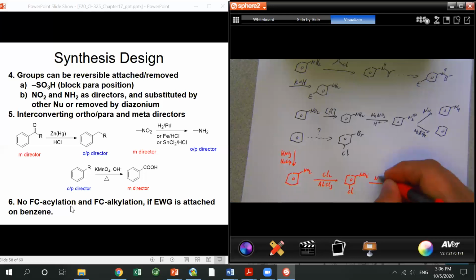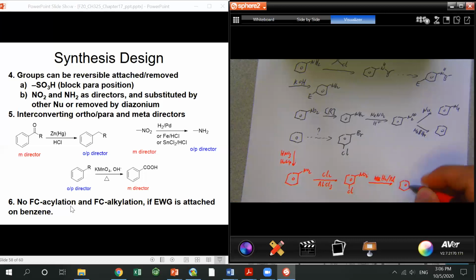So first, reduce it. We use the catalytic hydrogenation reaction conditions, okay. But if you like, you can also use iron with HCl, or tin chloride with HCl, okay. So all these three conditions work, okay. So amine, okay, and then following that, we convert it to diazonium, okay.